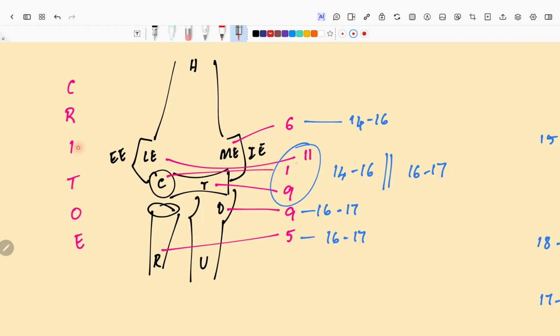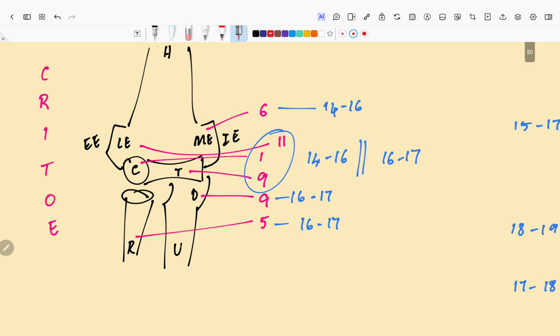Then I for internal epicondyle or inner epicondyle, that comes at 6 years. Then trochlea comes at 9 years, and along with it olecranon at 9 years. Then external epicondyle comes at 11 years. So this is the order. CRITOE: capitulum 1 year, radius 5 years, 6 years, 9 years, and then 11 years. Okay, this is the order of appearance.